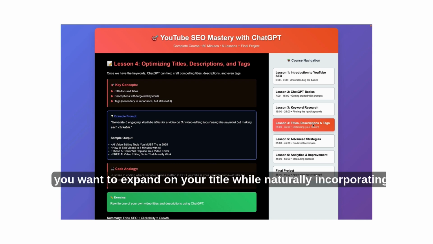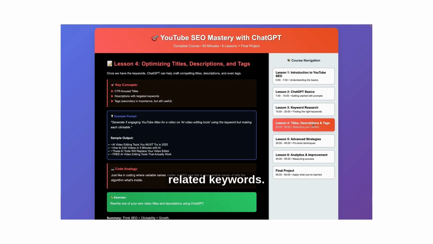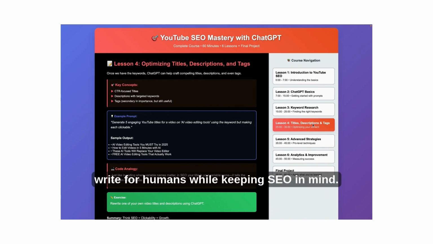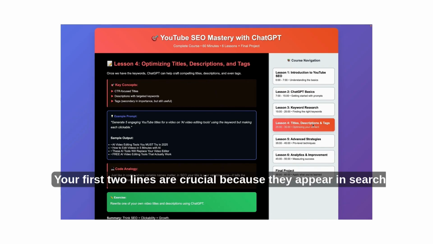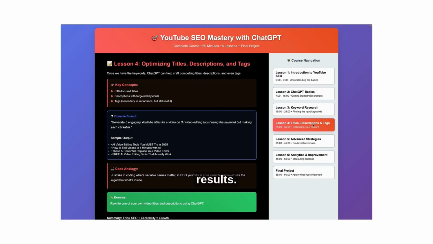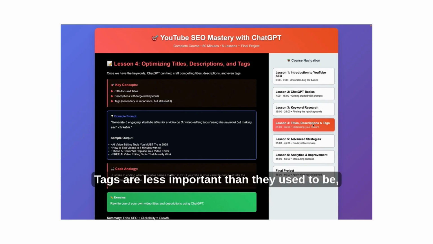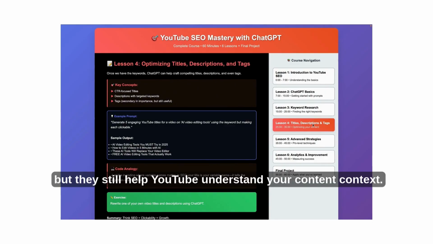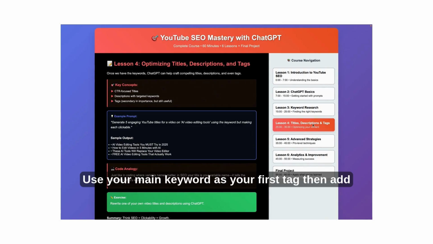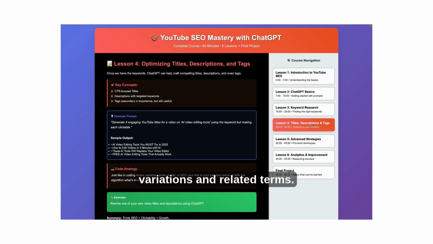For descriptions, you want to expand on your title while naturally incorporating related keywords. Don't stuff keywords. Instead, write for humans while keeping SEO in mind. Your first 2 lines are crucial because they appear in search results. Tags are less important than they used to be, but they still help YouTube understand your content context. Use your main keyword as your first tag, then add variations and related terms.